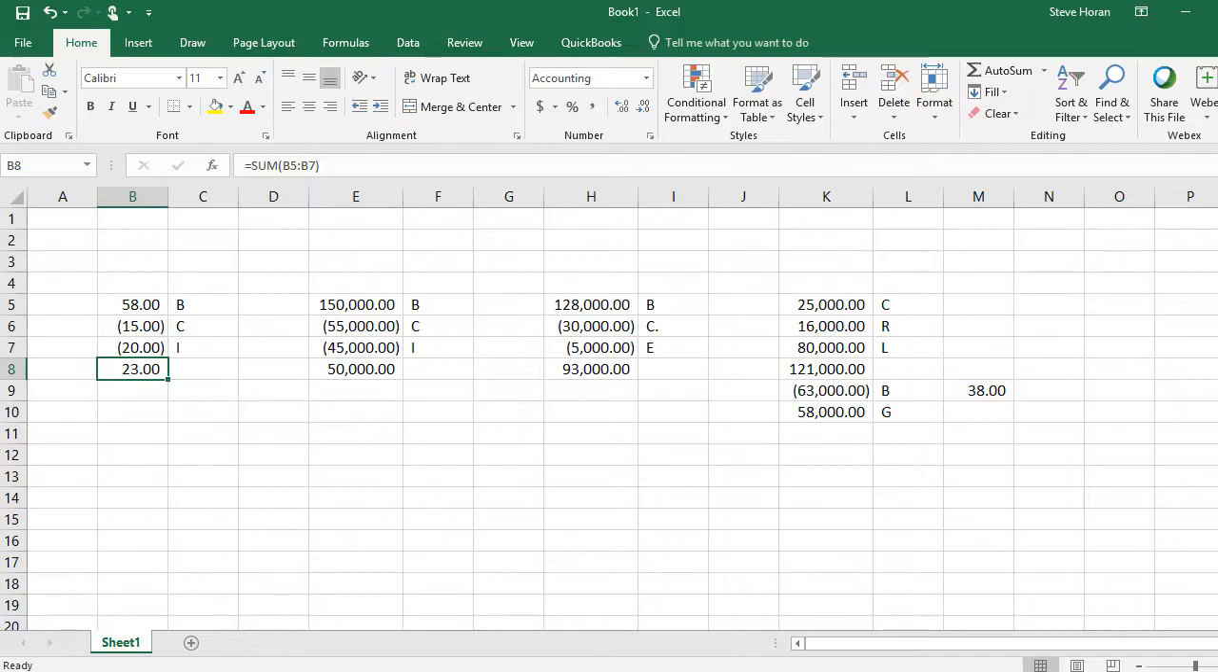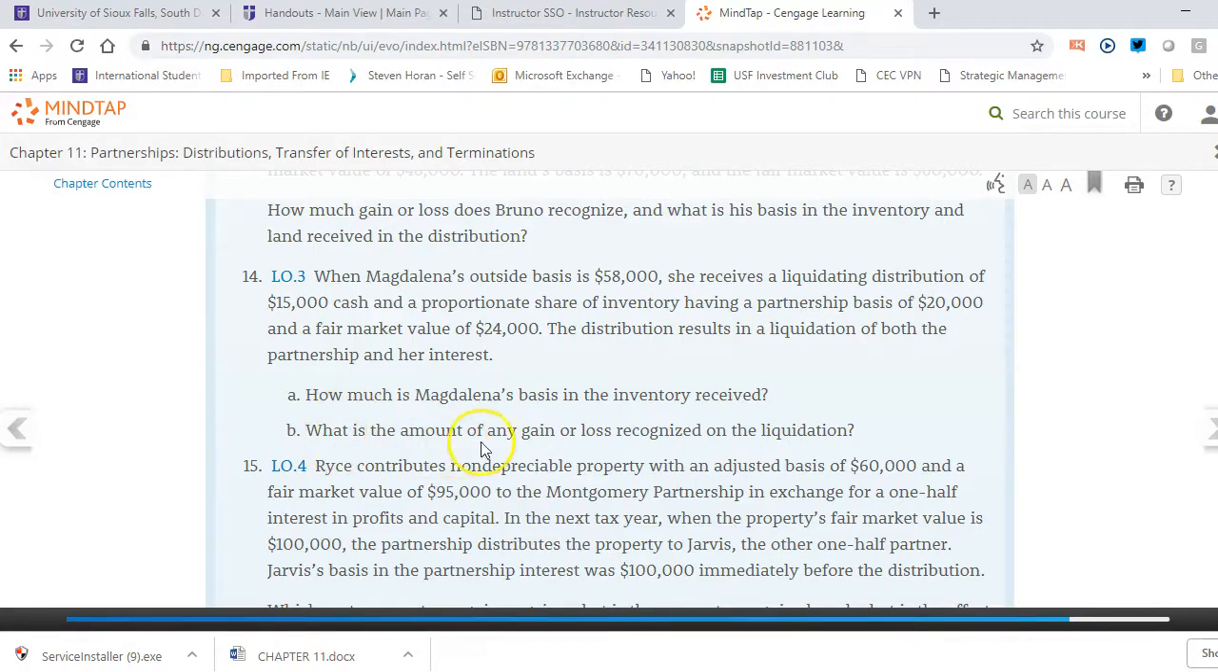Now remember, we're liquidating this. So the second part is, what is the amount of any gain or loss recognized on liquidation? So she can recognize that 23,000 leftover basis as a loss. She can recognize this capital loss because she received only cash, inventory, and account receivable, and her basis in those assets is less than her basis in the partnership interest before distribution. So it was 58, now it's 23. So she can recognize a $23,000 loss on the liquidation.